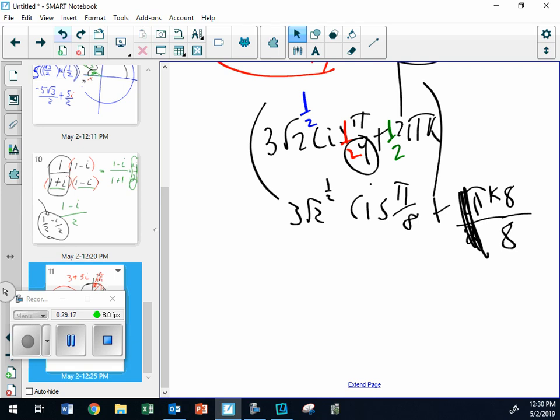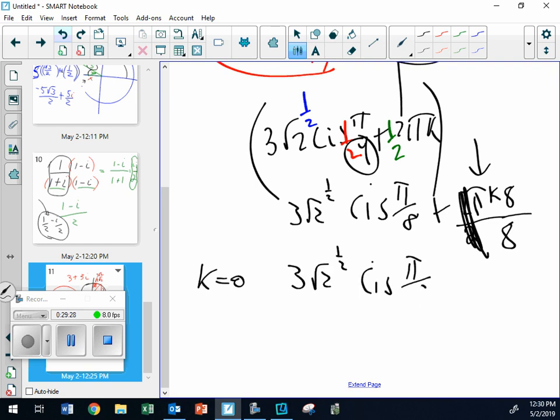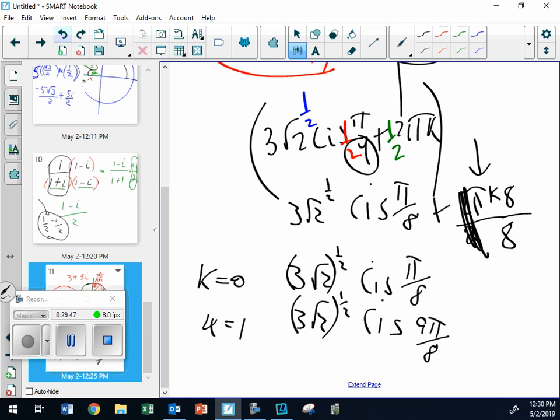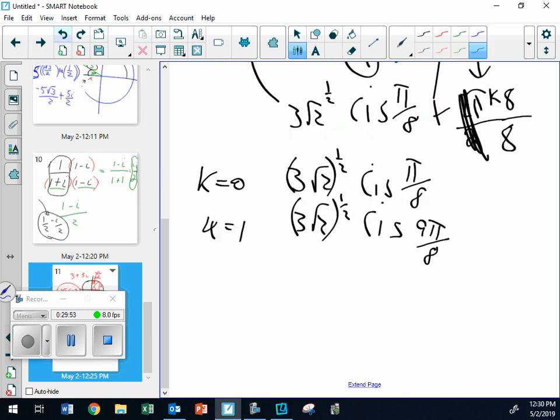So in case you forgot, when I put in k equals 0, it's all fine, because the k goes poof. 3 root 2 to the 1/2 cis pi over 8. Done. And the next one, k equals 1. 3 root 2. I should put this in a parenthesis because it's not just the root 2 that's square rooted. It's everything that's square rooted there. Cis pi over 8 plus 8 pi over 8 makes 9 pi over 8. And I can totally see somebody leaving it that way, and after all that work and practice, you screw up, you lose half the credit for it. Because why? It goes over pi.